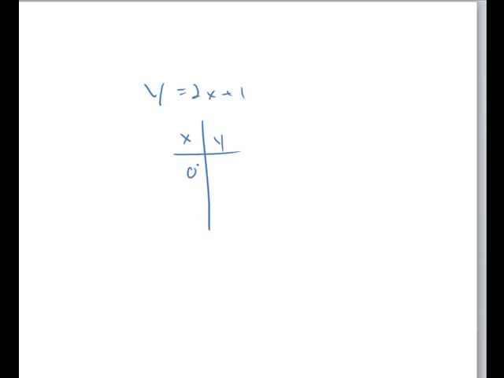For instance, when x is equal to 0, y is equal to 1. When x is equal to 1, y is equal to 3. When x is equal to negative 2, y is equal to negative 3, and we can keep going. But what we see here is that for each input, for each value of x we plug into this equation, we get exactly one value for y back out. So this fits the definition of a function. For each input, there's exactly one output. So it is a function.